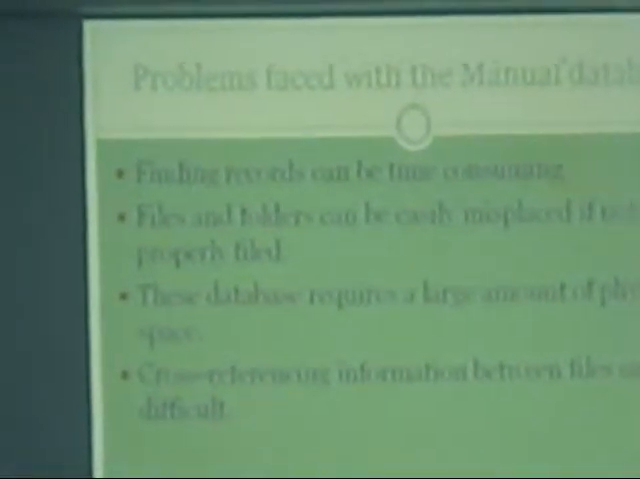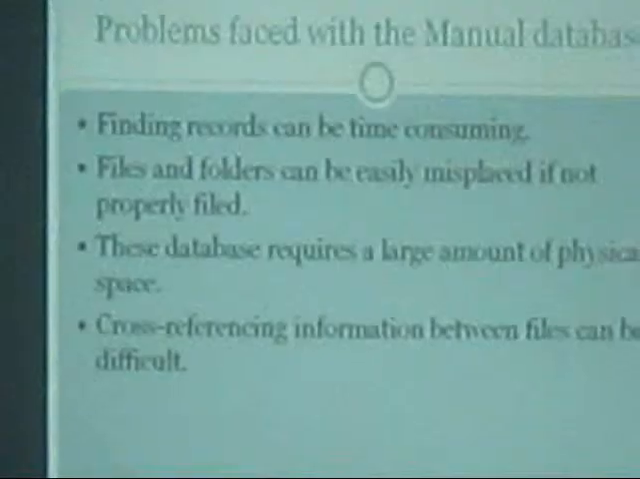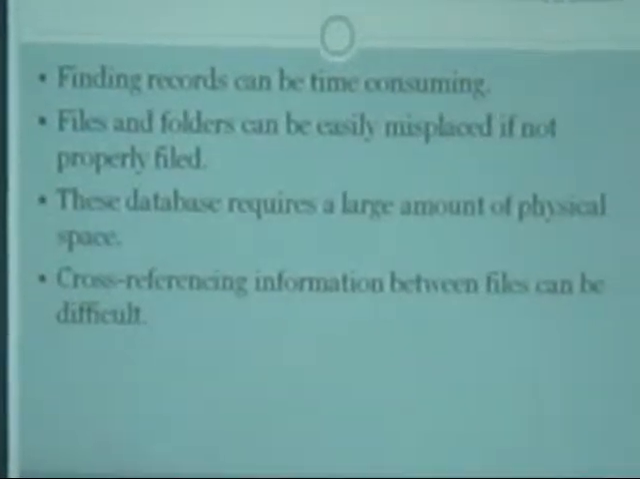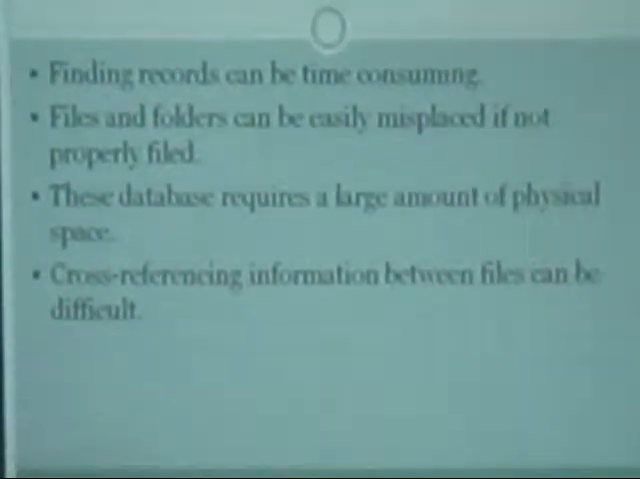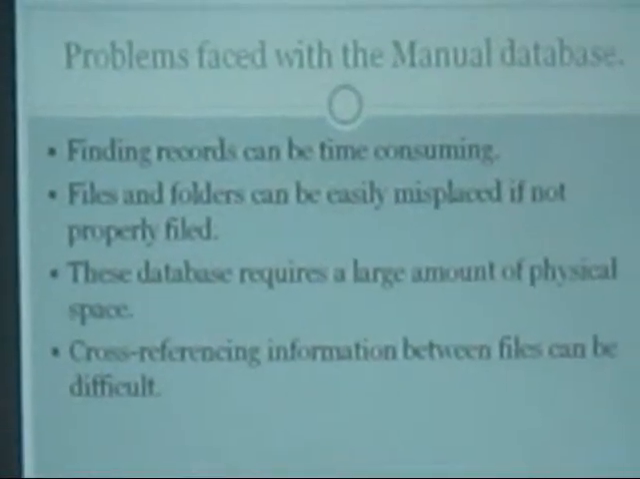Okay. Let us continue. Some of the problems you face with the manual database system are as follows. Finding records can be time consuming. Just imagine you're looking for a file on a particular child, and you will have to go through all the files in the first drawer, because in that first drawer we have personal records on every student. You have to go through that entire filing cabinet to find that child's file, okay? So you're going to take up a lot of time.